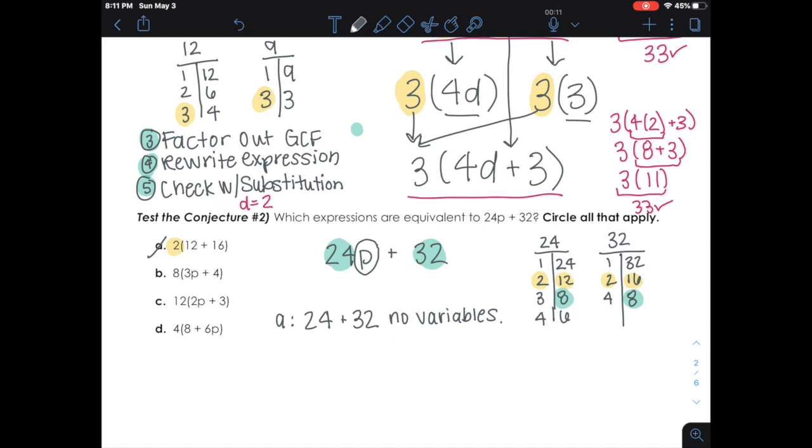Let's check B. Well, 8 is a common factor. That was our GCF. It was paired with 3 for 24. So 3 times 8 is 24p, cool. And then 4 times 8 gives us 32. Yeah, so that one worked out. Let's double check. B, 8 times 3p, that would be 24p. And then we do it again, plus 8 times 4, which is 32. And that matches.